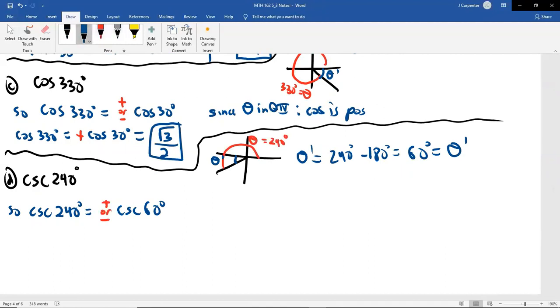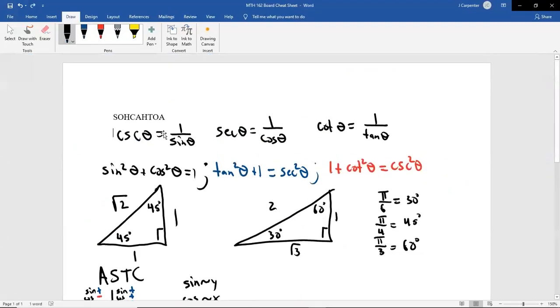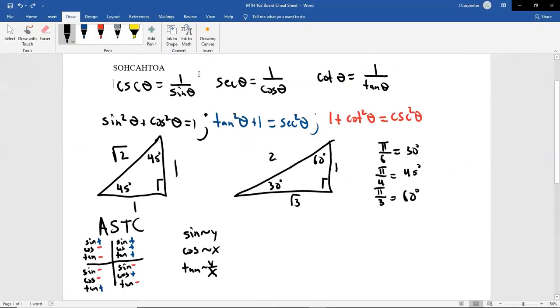Well, since our angle is in quadrant 3, cosecant, is it positive or negative? Well, you might say a smart trig class has nothing to do with cosecant, and I'd say it does implicitly, because cosecant and sine are reciprocals of each other. So if sine's positive, cosecant's positive. If sine's negative, cosecant's negative. So we're going to use a smart trig class based on sine.